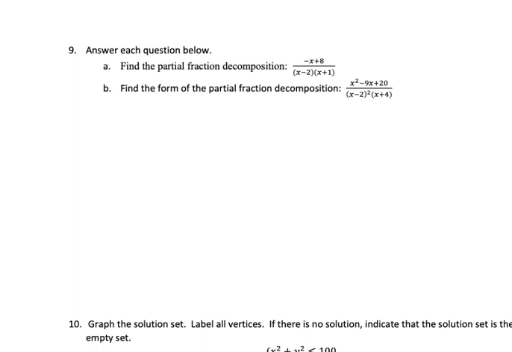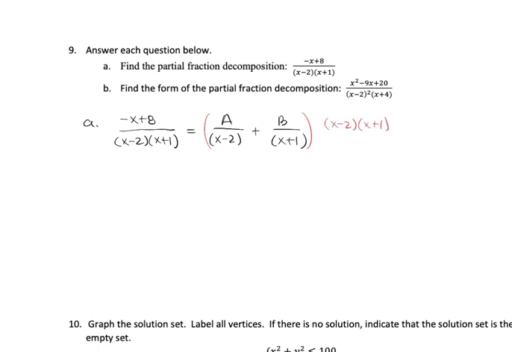Okay, for question 9, part A, we want to start in factored form, and it already is. There's 2 factors, so that means we're going to have 2 partial fractions. Now I'm going to multiply each side of this equation by the lowest common denominator, and then multiply here. So those just cancel.